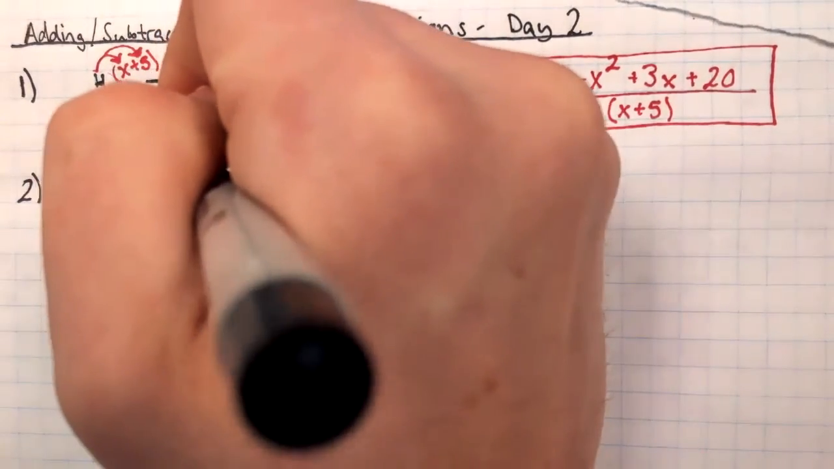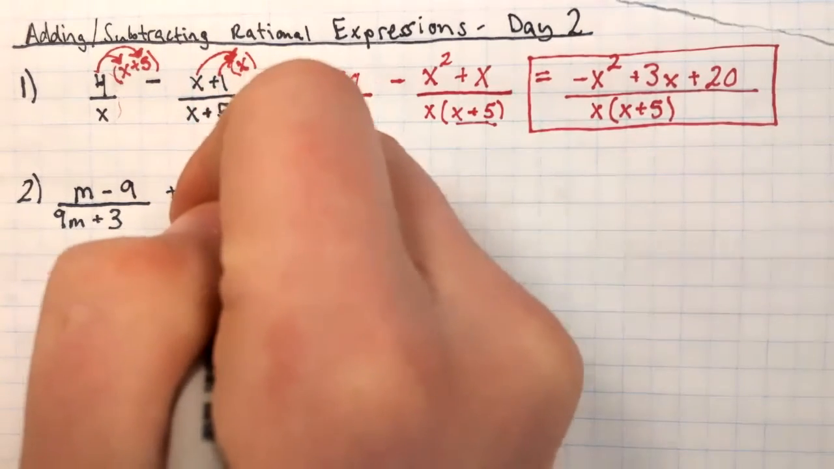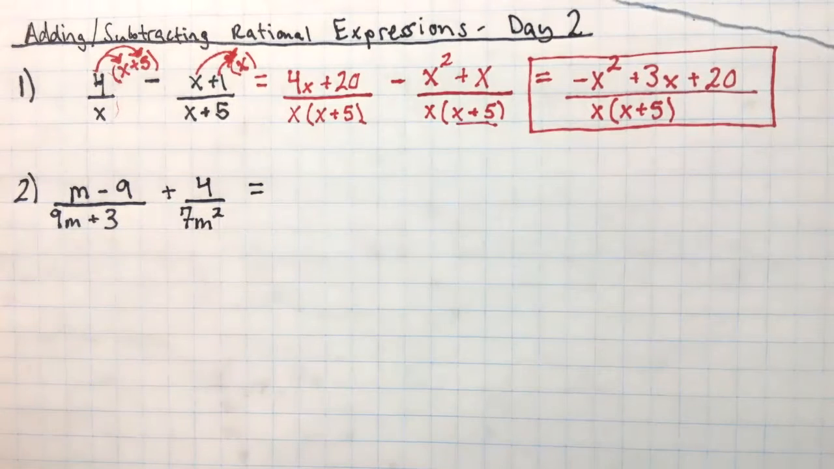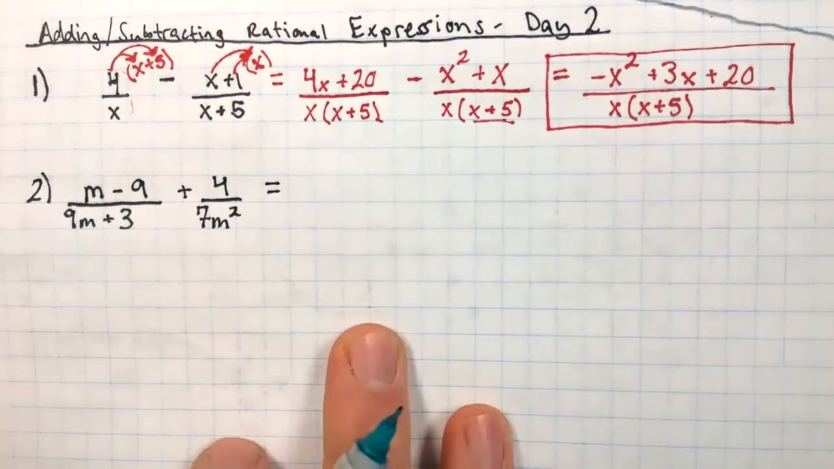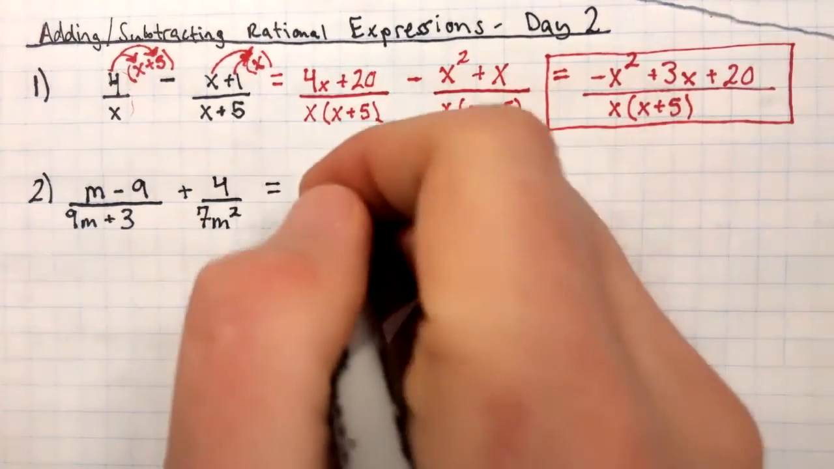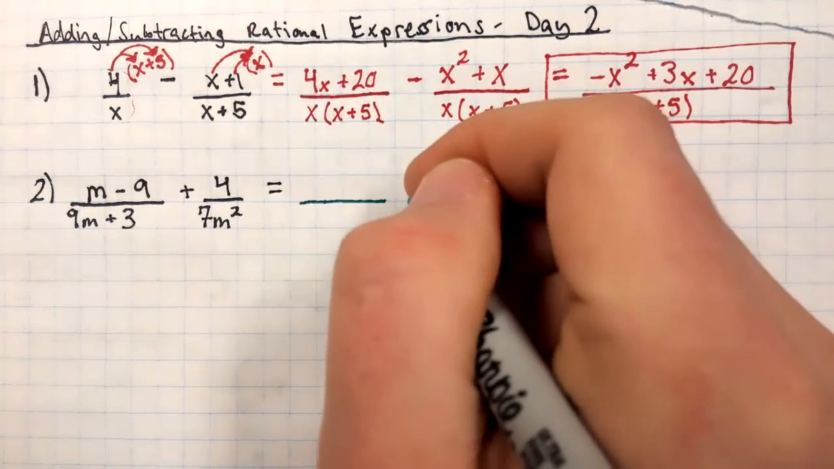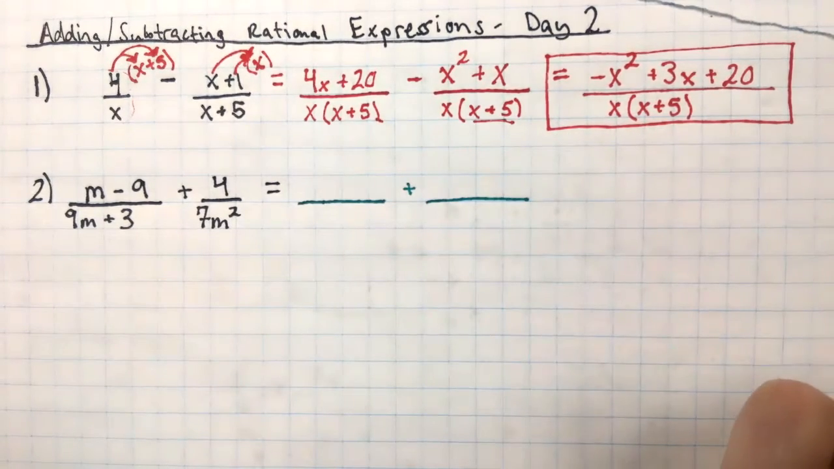4 over 7m squared. Cool. So once again, we're going to end up having to multiply these fractions by something. These denominators are not the same, but we can make them the same. The easiest way to make these rational expressions the same is multiply by their denominators.